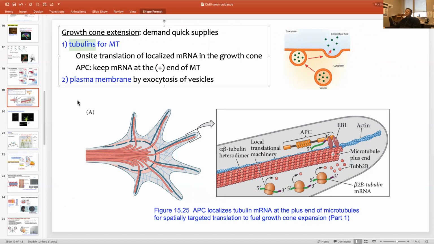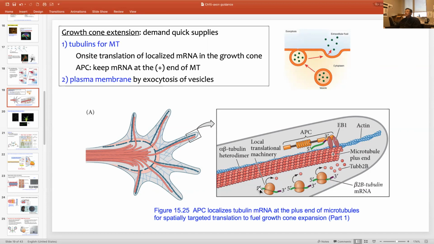Okay, so what you see here is quite extensive on-site translation of the tubulin messenger RNA. The cell body is far away; this is the axon, and the cell body is here. If the tubulin is made in the cell body, just like other proteins, those tubulins must be delivered down to the axon terminal, to the growth cone. That takes quite a long time for the growth cone to respond dynamically to the various extracellular environments. So that is not quite desirable.